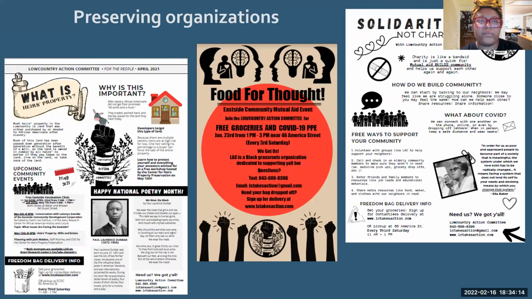And then we are collecting, as I mentioned earlier, current activism, to show people who are still doing the work today, so that people doing research in 30 years will know what is happening now, here in 2019 and 2022. And so these are flyers from a grassroots organization here in Charleston called the Low Country Action Committee.